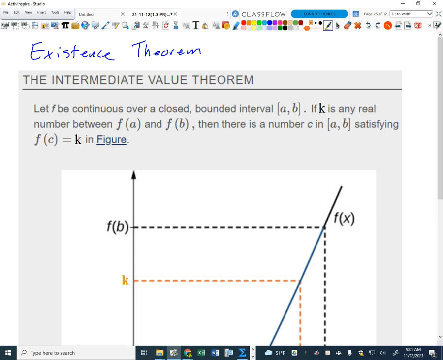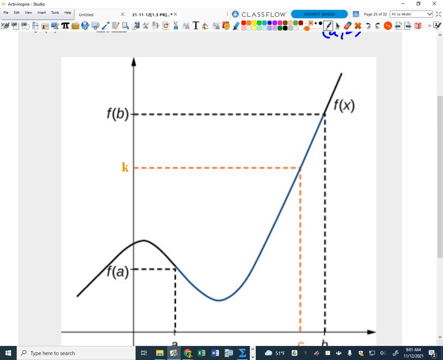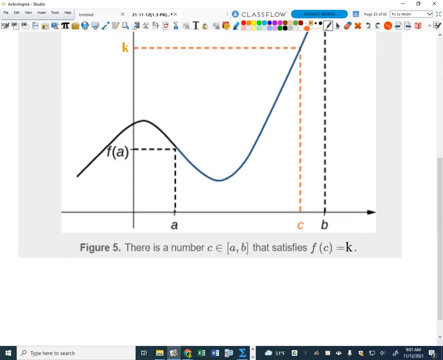This is wrong. I got to fix this. This is out of OpenStax, and they made a little mistake here. They probably fixed it, but that's a little mistake. This should be that. Should be in the open interval, a to b, satisfying f of c equals k. So between a and b, there's got to be at least one place where that's true. Might be multiple places, but there's at least one.